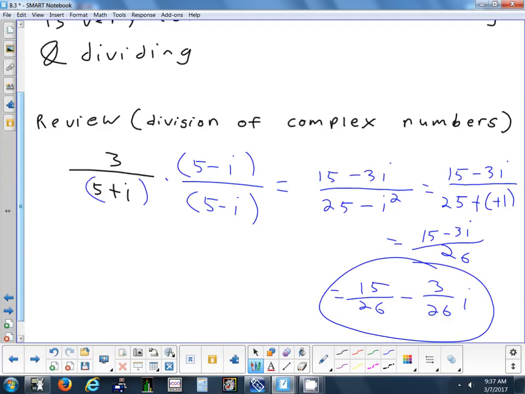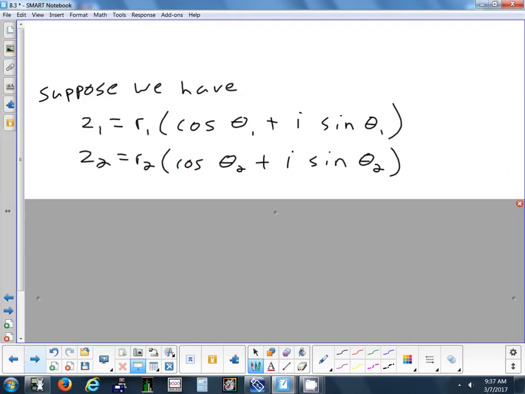I don't know. The payoff with writing things in trig form is more the kind of things we're going to do tomorrow. But if you are already given numbers in trig form, I'll show you a very fast way to multiply and divide. Okay, so we have two complex numbers. I'm just calling them Z1 and Z2. And Z1 and Z2 each have their own radius. I'm calling the radius for Z1 R1, calling the radius for Z2 R2. And Z1 and Z2 each have their own angle. They could be the same, they could be different, doesn't matter. The angle for Z1 is theta 1, the angle for Z2, theta 2.